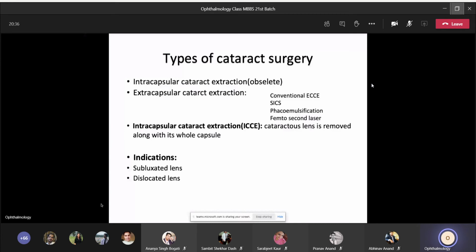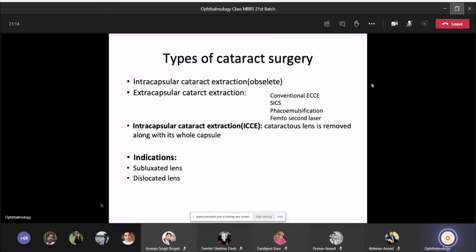What we practice nowadays is extracapsular cataract extraction, and in it we have different types. The first is conventional, an open technique where we make a large incision and then suture it. Then the recent one is small incision cataract surgery, where you make a closed chamber, small tunnel-shaped incision, and the wound is self-sealing, so you don't have to suture it.